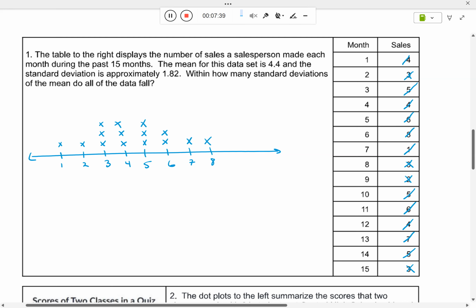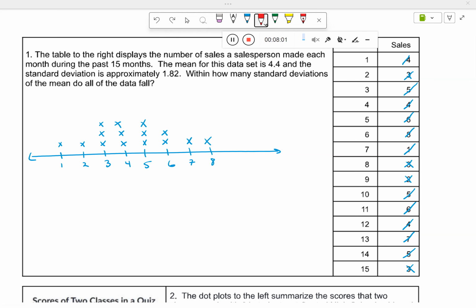Now, this doesn't have a high peak in the middle, but it does roughly follow that idea of a bell-shaped curve. It peaks towards the middle, it trails off to each side. So we can consider what this looks like in terms of a normal curve. What we also might want to do is take a look at where those standard deviations would fall. They tell us that the mean falls here at 4.4, and that the width of a standard deviation is 1.82.